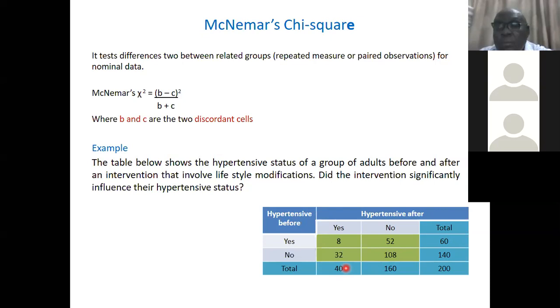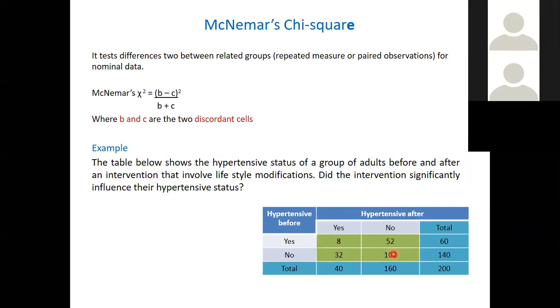No. You can see from the table, 8 people were hypertensive before and they were still hypertensive after. 52 people were hypertensive before, they were no more hypertensive. 32 people were not hypertensive, they became hypertensive. The 108 people were not hypertensive, they were not hypertensive also. So you see that some people stay where they are, while some people move from hypertension to non-hypertension, and some move from non-hypertension to hypertension. Can you see now? So you need to put it to test.